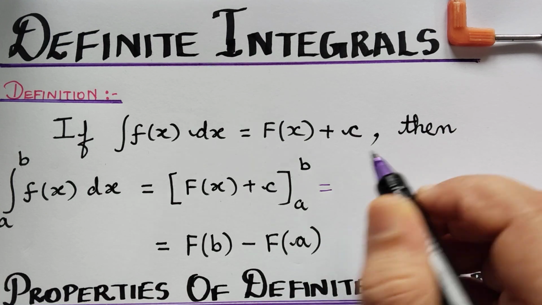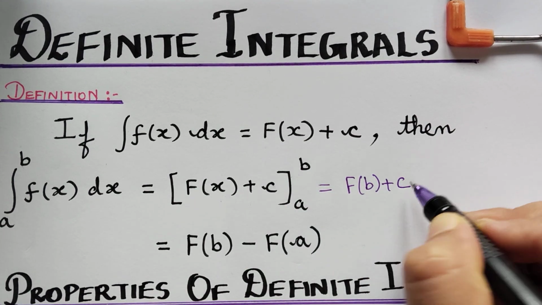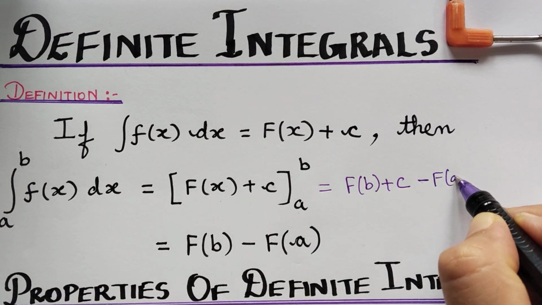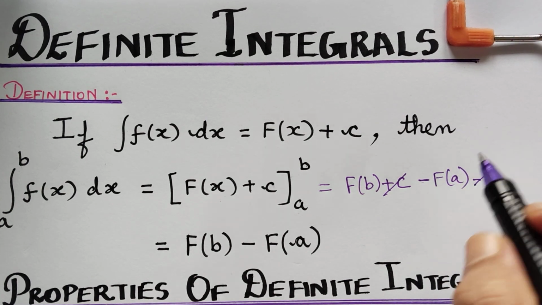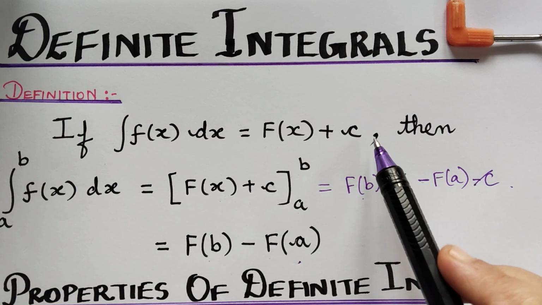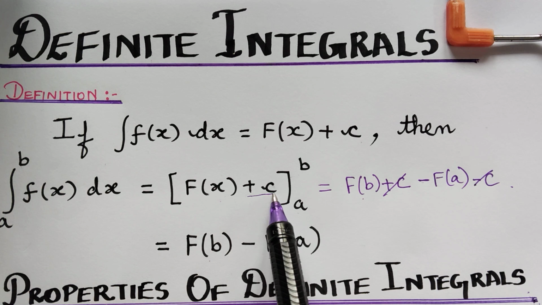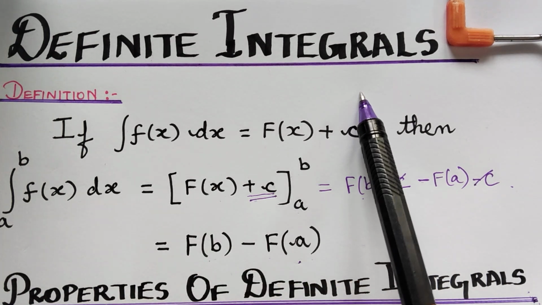That is, this will be actually equal to, on applying the upper limit, it will be F of b plus c and minus the lower limit. So, on applying the lower limit, it will be F of a and minus c. So, this plus c and minus c gets cancelled and hence we get F of b minus F of a. So remember, the constant of integration will not be added in definite integrals. So here itself, in fact, you can eliminate it. So integral a to b f of x dx is equal to F of b minus F of a is known as the definite integral.